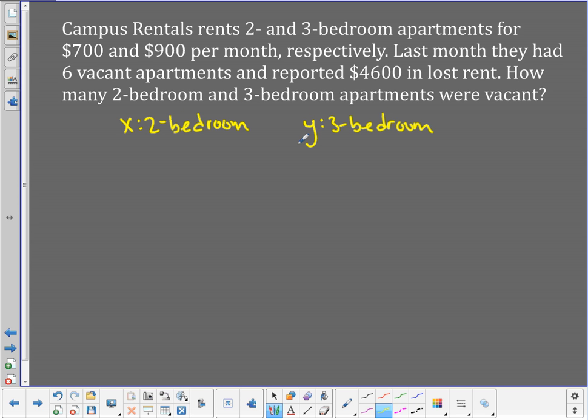My 2 equations, I have one that represents the number of apartments open. So there were 6 open apartments. Some of them were 2-bedroom, some of them were 3-bedroom. So I have X plus Y is equal to 6.